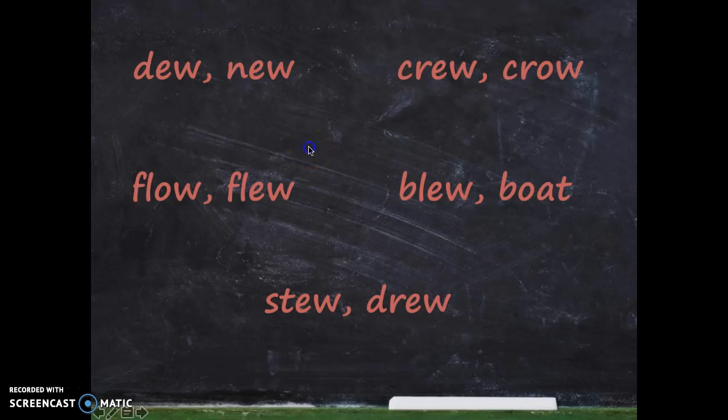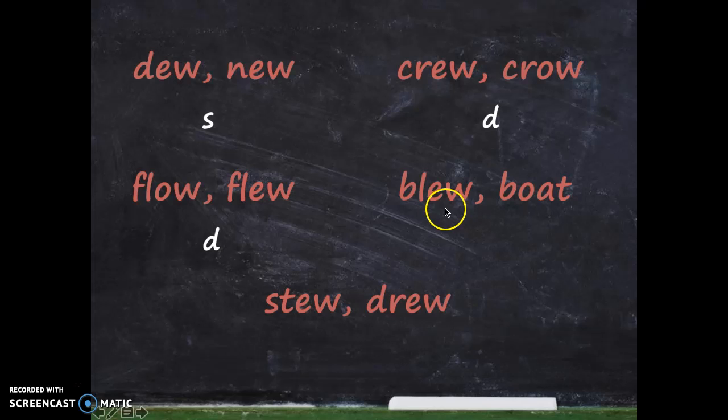So how did you do? If you said that the words do and new have the same sound, you were right because they both have the EW, which makes the OO sound. Crew and crow do not make the same sound. I hear a OO sound and I hear a long O sound. Do you hear that? The next set of words I have is flow and flew. Do those sound like the OO sound? I hear a long O in flow, so those are different.